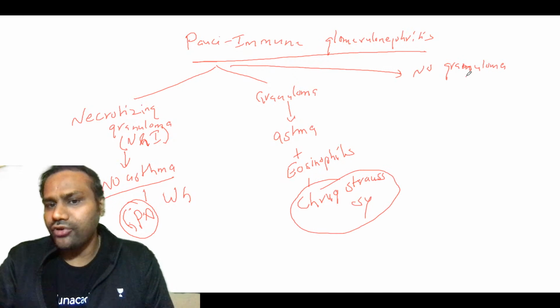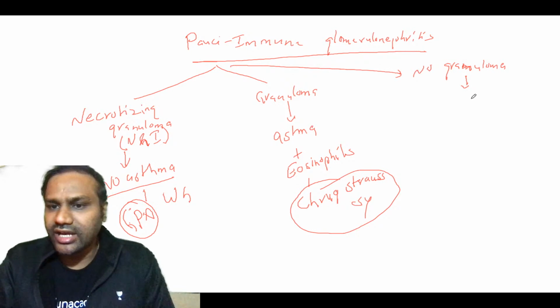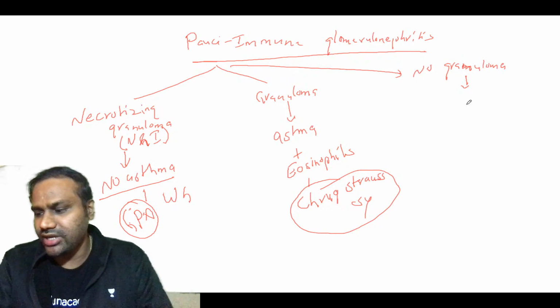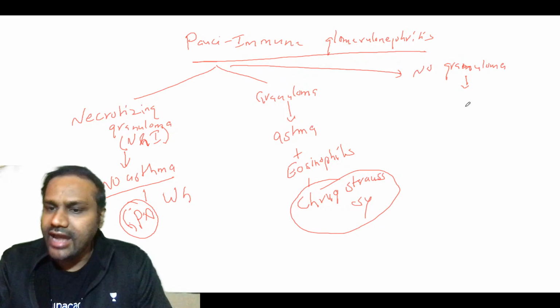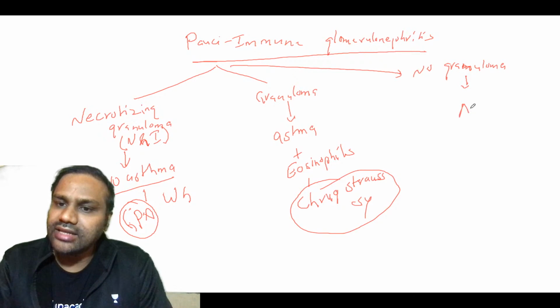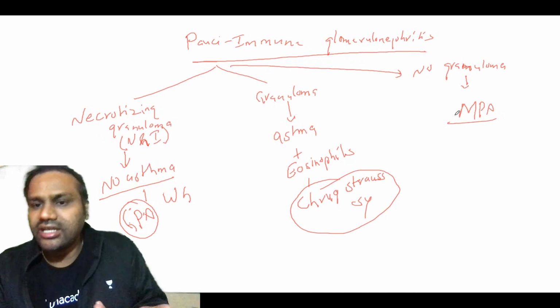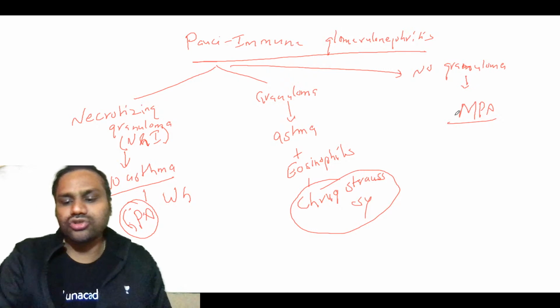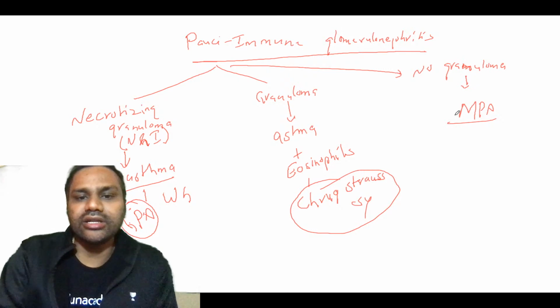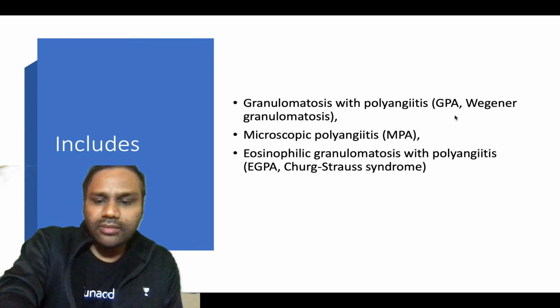Then if you have no granuloma, systemic necrotizing vasculitis of small vessels is present, and you can have asthma, then that is basically MPA, microscopic polyangiitis. So that is important in case of pauci-immune glomerulonephritis. This is the same thing here, microscopic polyangiitis.